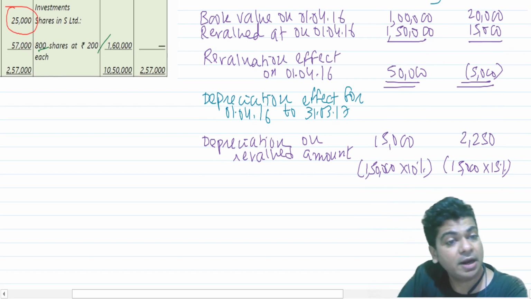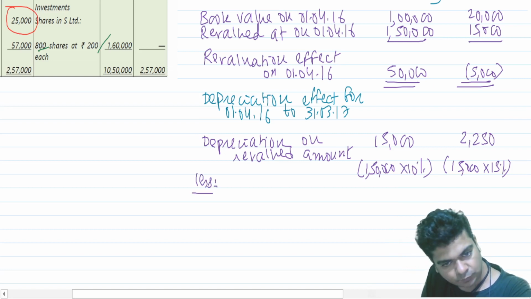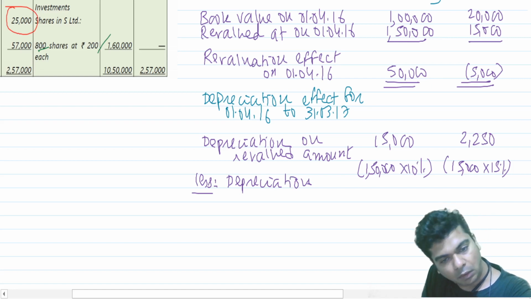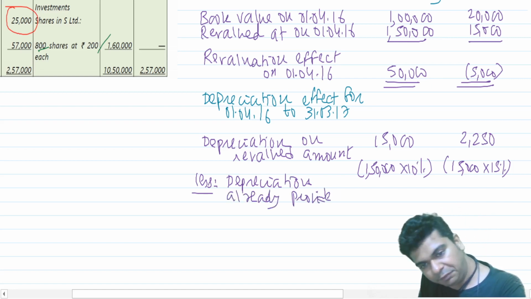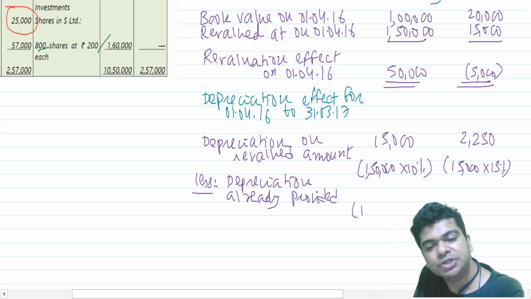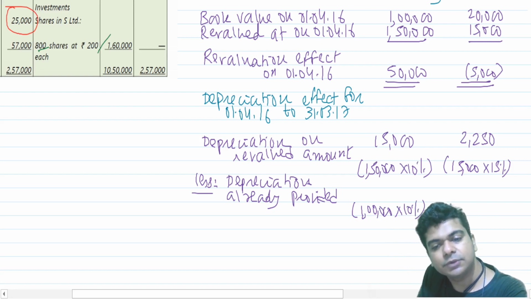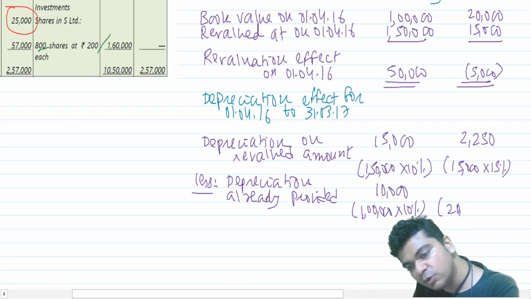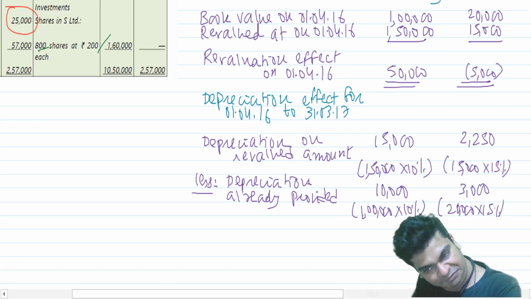This we should compare with the depreciation already provided. We say less depreciation already provided. We must have provided depreciation on the book value. Book value is 10,000 here. So you must have provided 10,000 rupees. Here the book value was 20,000. So you must have provided depreciation of 3,000.